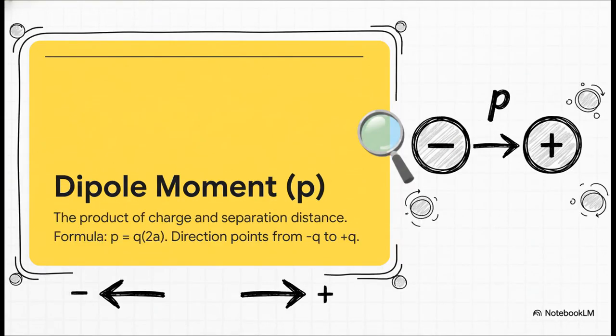Now, to really work with a dipole, we need this thing called the dipole moment, which we represent with the letter P. You can think of it as a little arrow that tells us how strong the dipole is and which way it's pointing. The magnitude is easy. It's just the charge Q times the distance 2a.